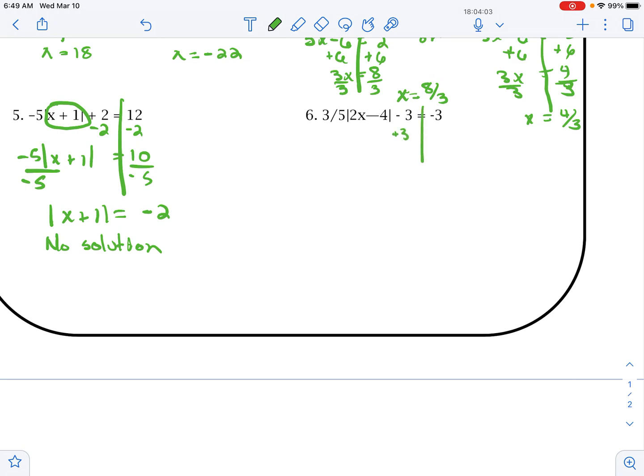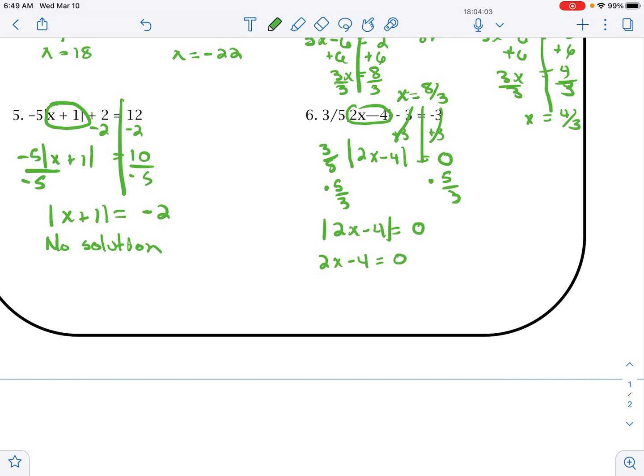You're also going to have a situation like this. You add 3, so we're getting this by itself. So you have 3/5 times the absolute value of 2x minus 4 equals 0. So then I multiply by the reciprocal, 5/3, times 5/3. Well, then I get 2x minus 4 is equal to 0, since 0 times any number would be 0. Now it's okay if it's 0. The only thing is it's just going to be one equation. 2x minus 4 is equal to 0, because if I said 2x minus 4 equals negative 0, it doesn't change it. And so I solve for that.